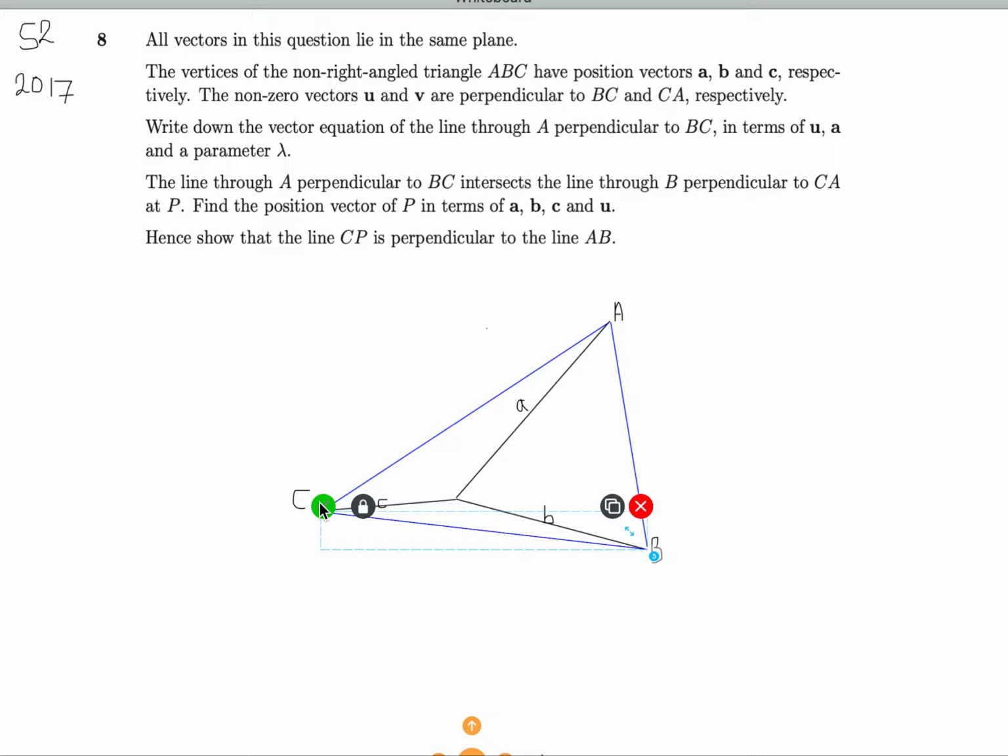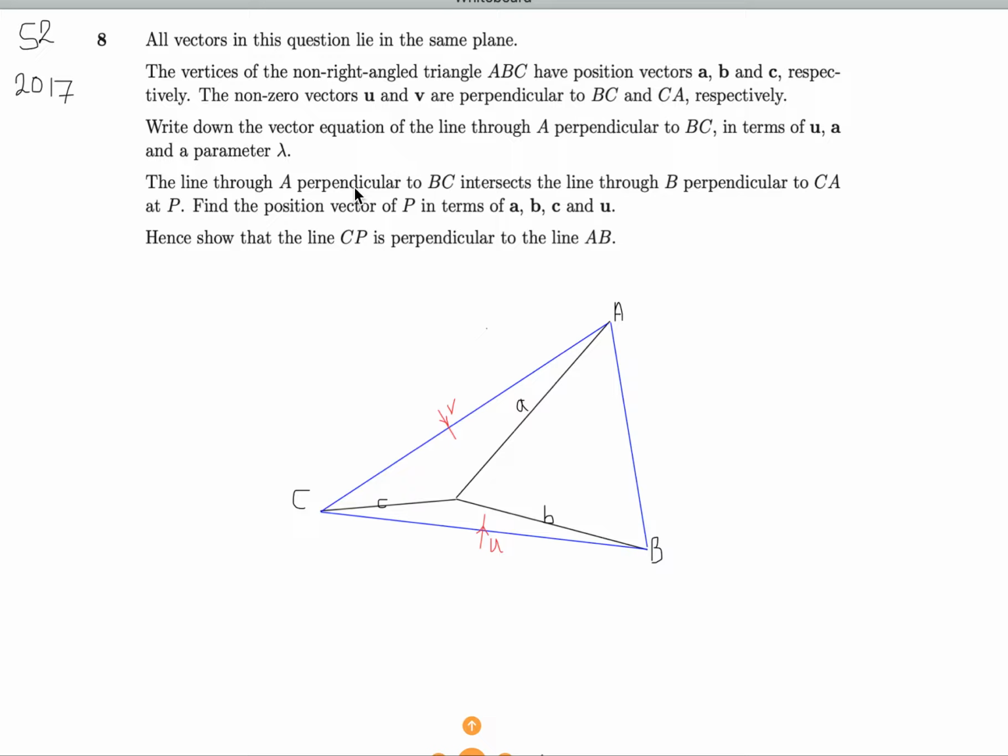Right, what else do we have? Well, we've got vectors which are perpendicular to BC and to CA. So let's put those ones in. Perpendicular to CA, a vector that looks a little bit like that, and a vector which is perpendicular to BC, so it will look like that. These vectors have got some names. The one that's perpendicular to BC is u, and the one that's perpendicular to CA is v. Okay, so there we go.